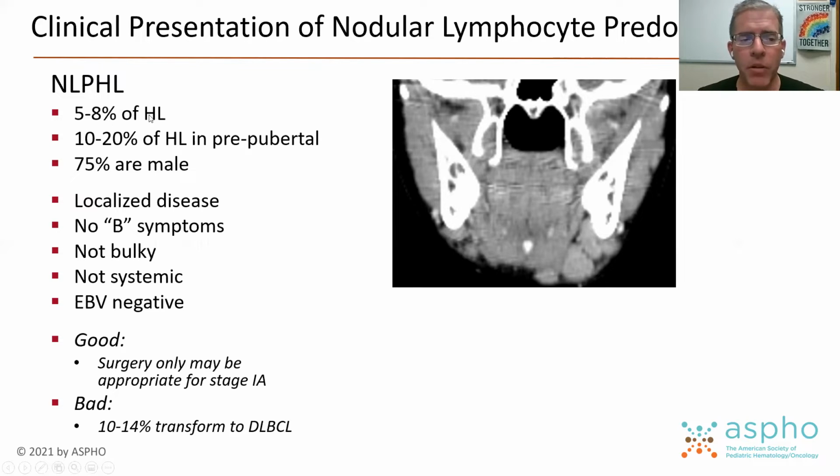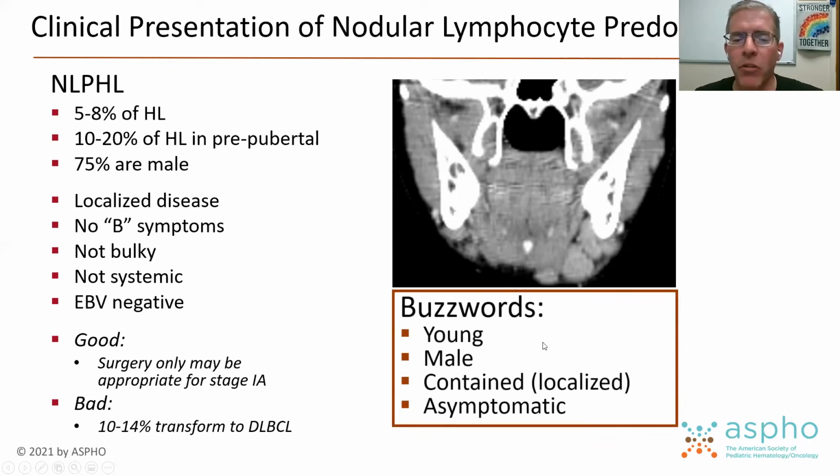It's only 5 to 8% of Hodgkin lymphoma, but it's 10 to 20% of Hodgkin lymphoma in prepubertal children. Most of the patients are male, have localized disease, no B symptoms, no bulk disease, not systemic, and they're EBV negative. The good news is that surgery only may be appropriate for stage 1A disease. The bad news is 10 to 15% can transform into a diffuse large B-cell lymphoma. The buzzwords to remember are young, male, contained or localized, and asymptomatic.